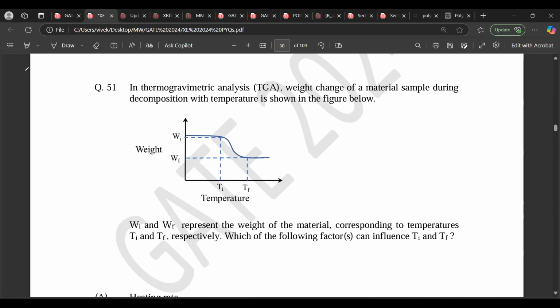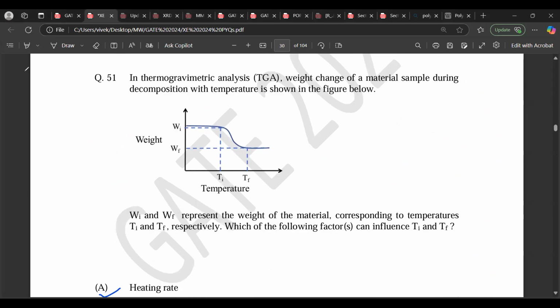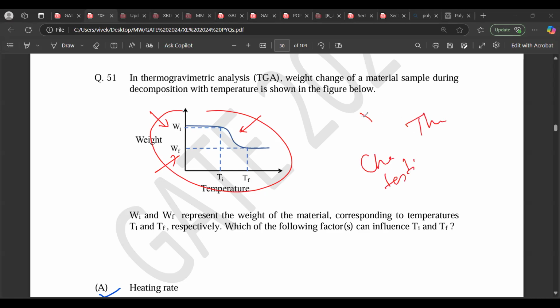Now next is very obvious: what are the different factors that will affect the TGA or even DSC? It's very important for you guys to not just understand the graph, but how this graph can change if I change a factor. This question can be easily solved if a student is continuously practicing or doing the characterization or testing. So if you do the thermal testing, typically DSC or TGA, you very much know what are the factors in the standard that is given.